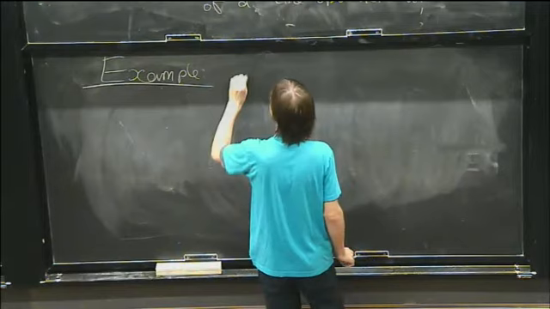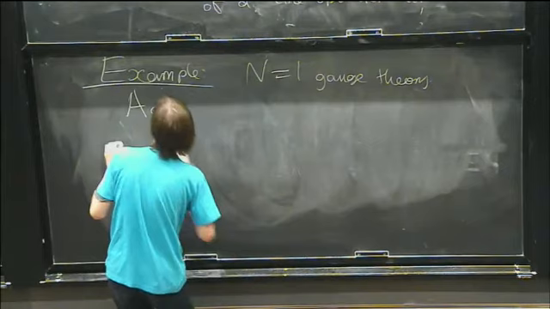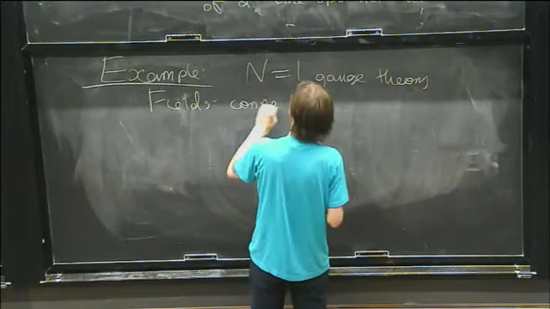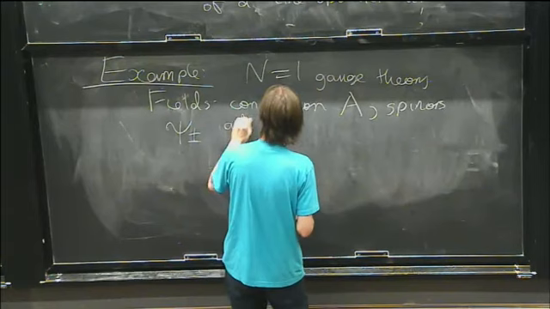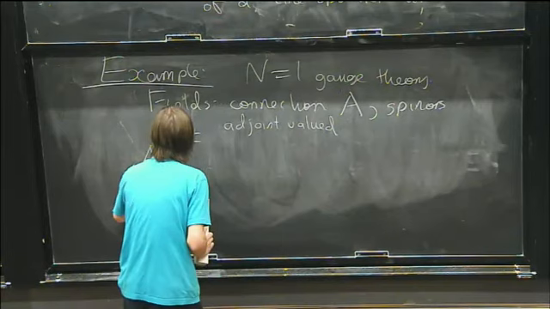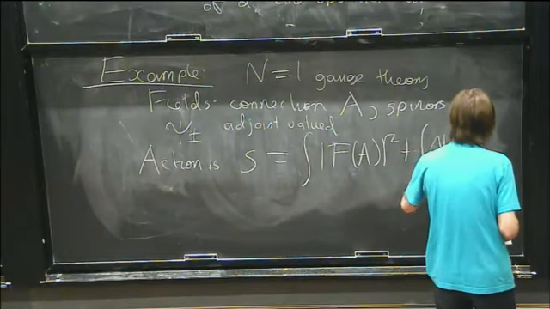So the example we want to consider is N equals 1 gauge theory. I should have spent more time on this. So the action functional has fields: a connection, and spinors psi plus or minus, which are adjoint valued. The action S was the integral of the usual Yang-Mills term plus the usual quadratic term for spinors.